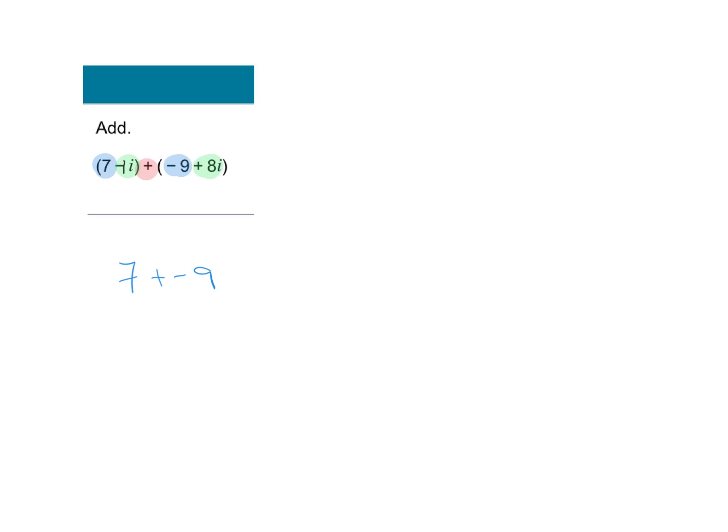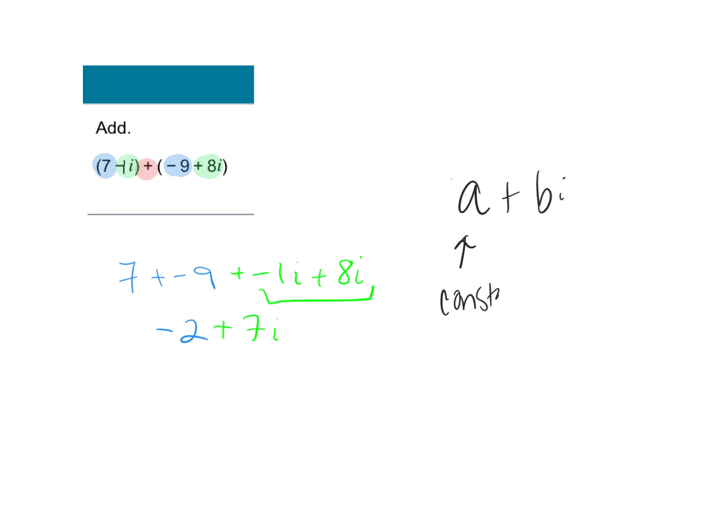So what I'm going to add on to that is plus -1i plus 8i. Then I can type those things in my calculator. 7 plus -9 is -2, and -1i plus 8i is positive 7i. In complex numbers, it's always a plus bi. This is your constant, and this is your imaginary term.